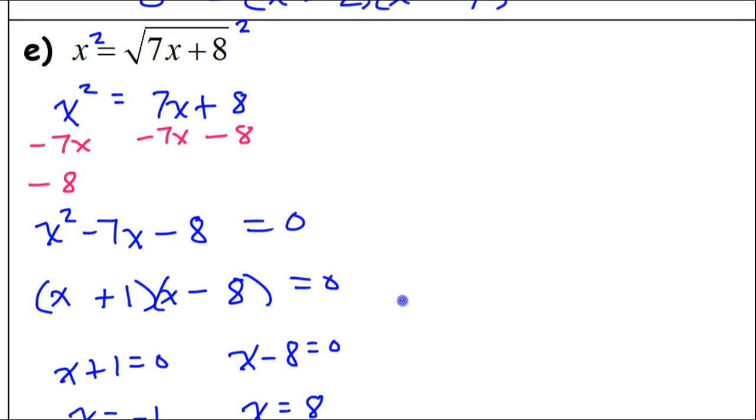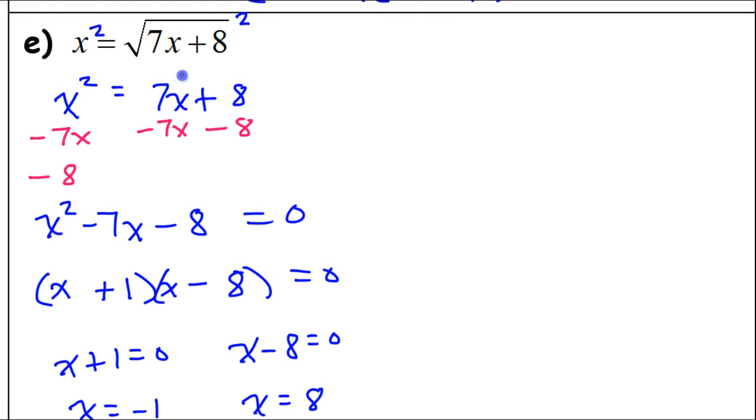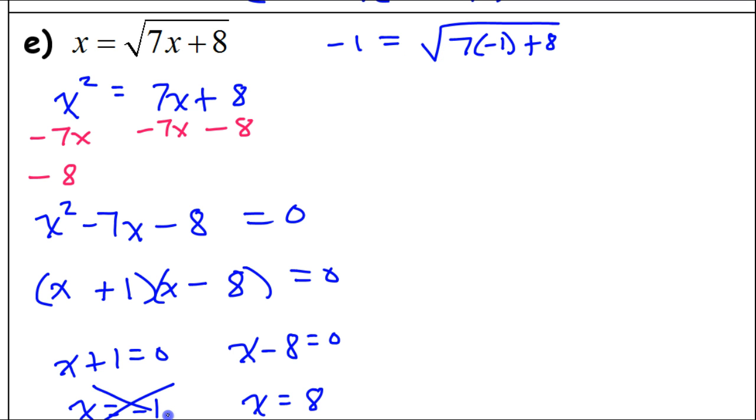Now we definitely have to check and make sure that these actually work in the original equation. I can already see that negative 1 is not going to work. If I try to substitute negative 1 back in, that would give me negative 1 equals the square root of 7 times negative 1 plus 8. You can't take the square root of something and get a negative number. So I can just stop right there. So negative 1 is definitely extraneous, so forget about that.